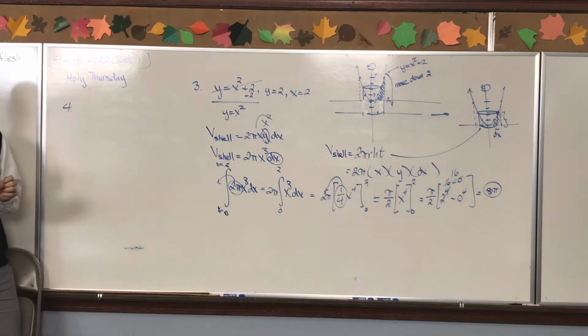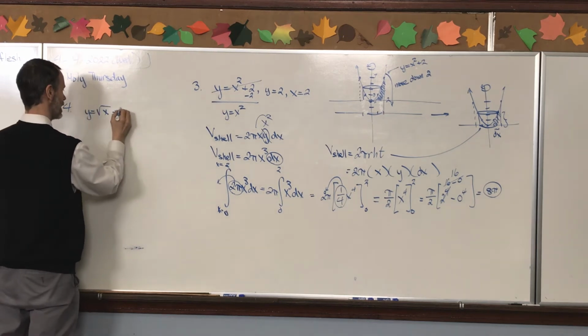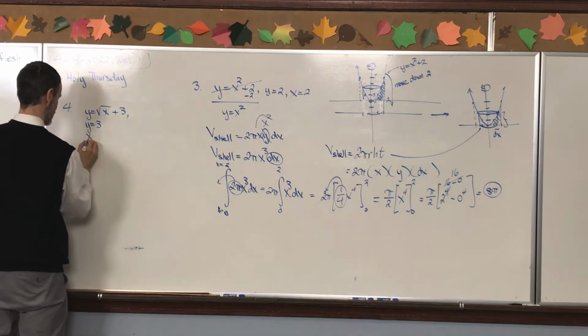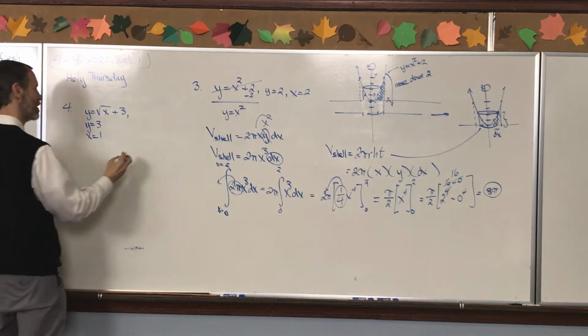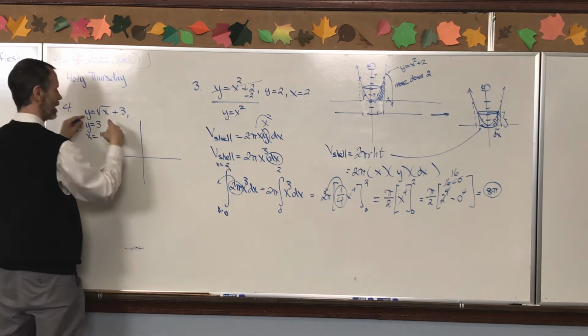Number 4, because you are going to have to do this on the test. y equals radical x plus 3, and then y equals 3, and x equals 1. I would immediately graph this, which means you do have to be familiar with what a radical graph looks like.